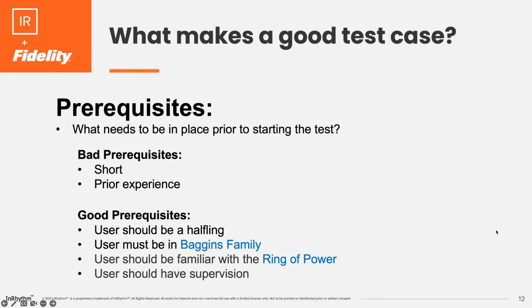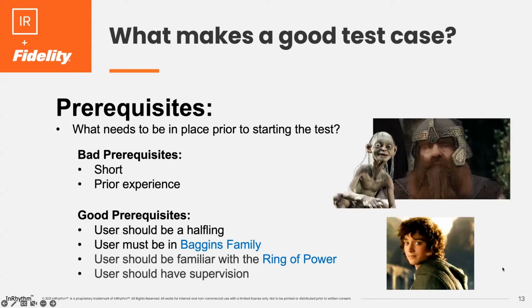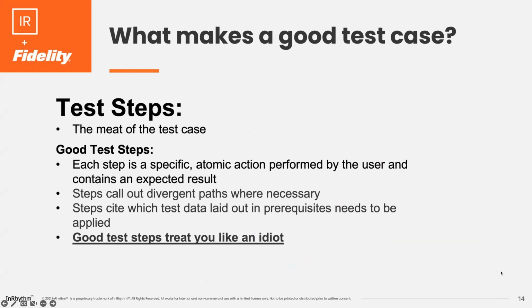So we can go on to an example here. This would be an example of some bad prerequisites. Short, prior experience. Good prerequisites would be user should be a halfling, user must be in the Baggins family, user should be familiar with the Ring of Power, user should have supervision. These blue texts would be links to documentation. You can see that from our first batch of prerequisites, we get several candidates, and from our second, we really just have one. We can see how this kind of stuff would go poorly if we followed the bad prerequisites.